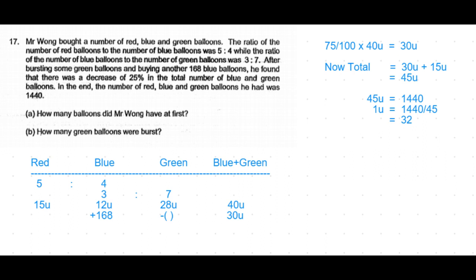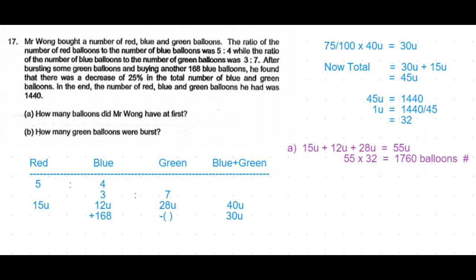Once we get the value for 1 unit, we know the initial number of balloons is all the balloons together, which is 15 units plus 12 units plus 28 units, which is 55 units. So 55 times 32 is 1760 balloons. That is the answer for part A of the question, the number of balloons he had at first.